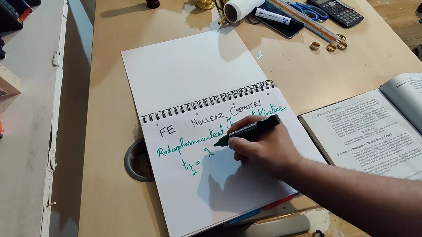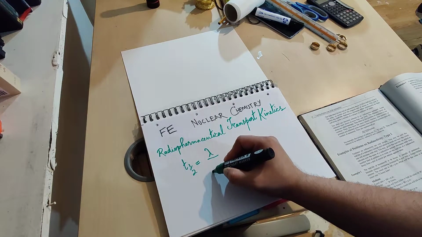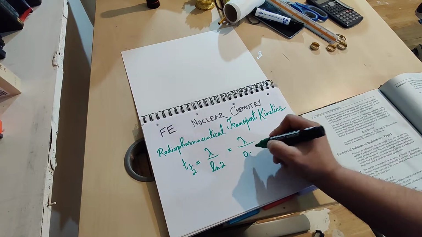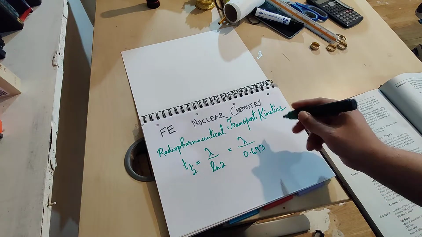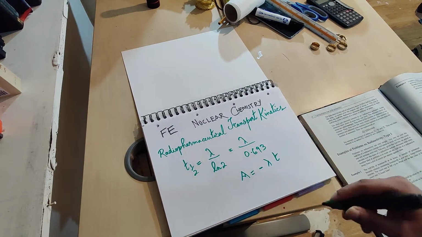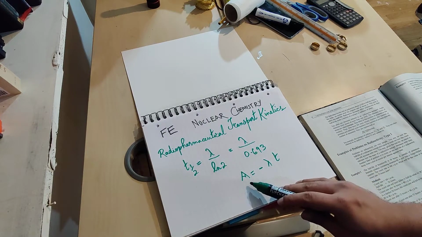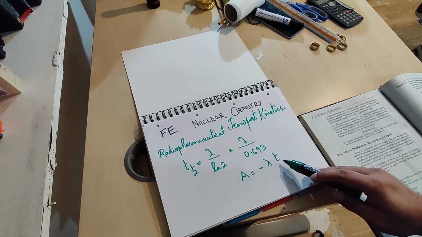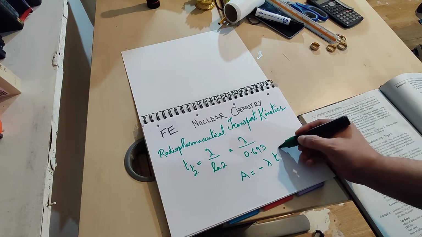Half-life is basically lambda over log natural of 2, which is lambda over 0.693, and lambda here comes from A equals minus lambda t, where A is the activity in becquerels, per second, and t is time in seconds, but this time is not the half-life.